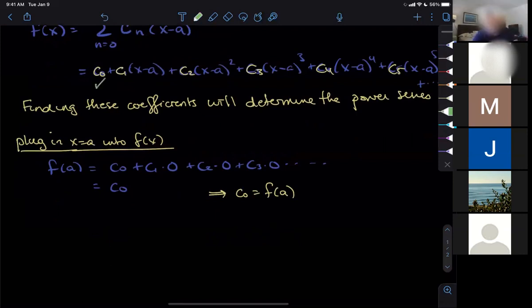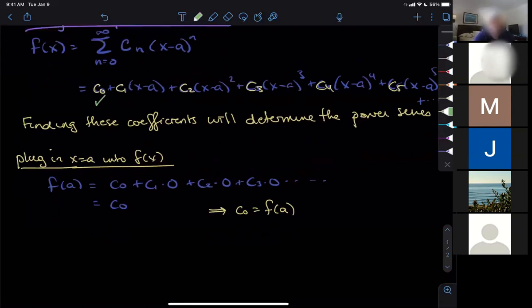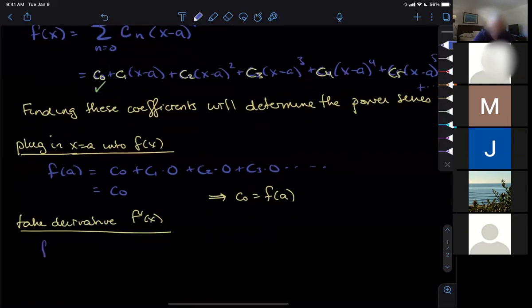Now the brilliant insight that it must have been Taylor had to go forward here to find the other coefficients: well, what if we take the derivative? We remember from the theorem from last section that we can take the derivative of a power series term by term, and it works. So let's just do that. So take the derivative, and get f prime of x. Okay, so on the left-hand side, you just have f prime of x.